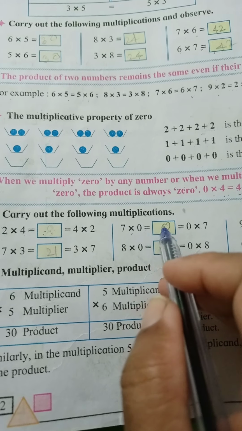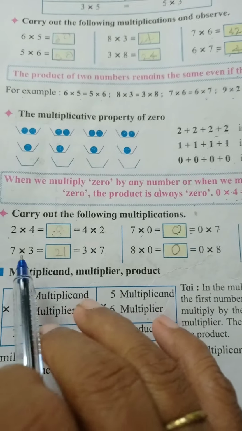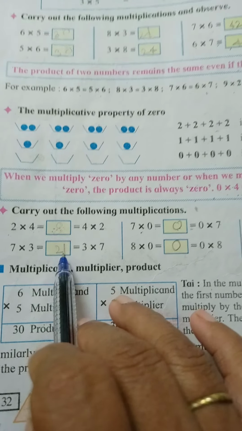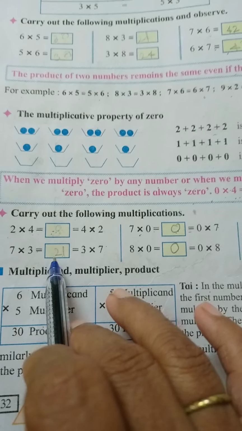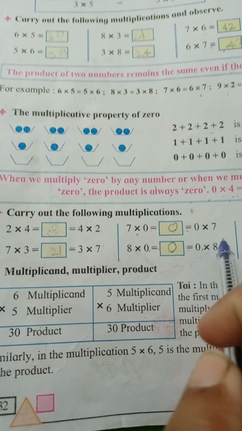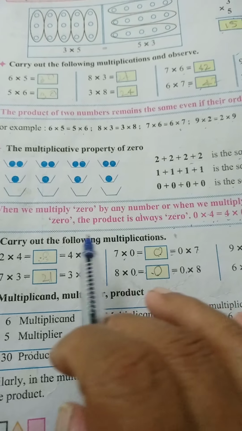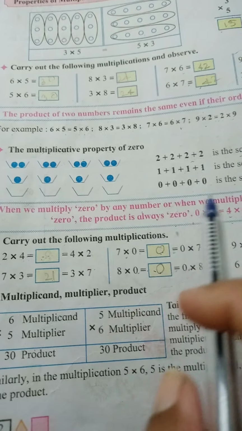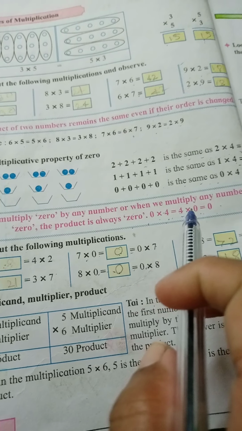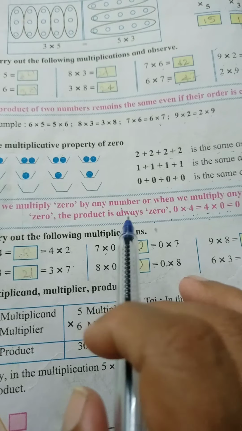Then 7 multiplied by 0 is 0 and 0 multiplied by 7 is 0 only. Then look here. 7 3s are 21. 3 7s are 21. Then 8 multiplied by 0 is equal to 0 and 0 multiplied by 8 is equal to 0. Whenever you multiply a number by 0, the product is always 0.